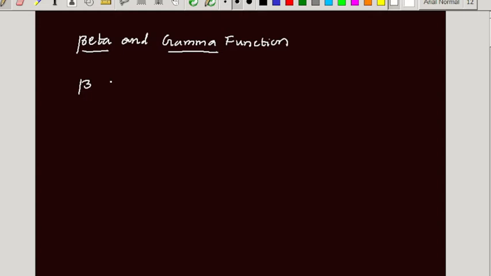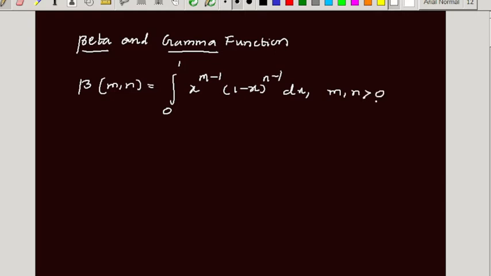Beta function can be written as beta of m comma n equal to integration 0 to 1 x power m minus 1 into 1 minus x power n minus 1 into dx. Here m and n should be greater than 0. Here we can interchange the values. We can write beta of m comma n as beta of n comma m also. There is no change.